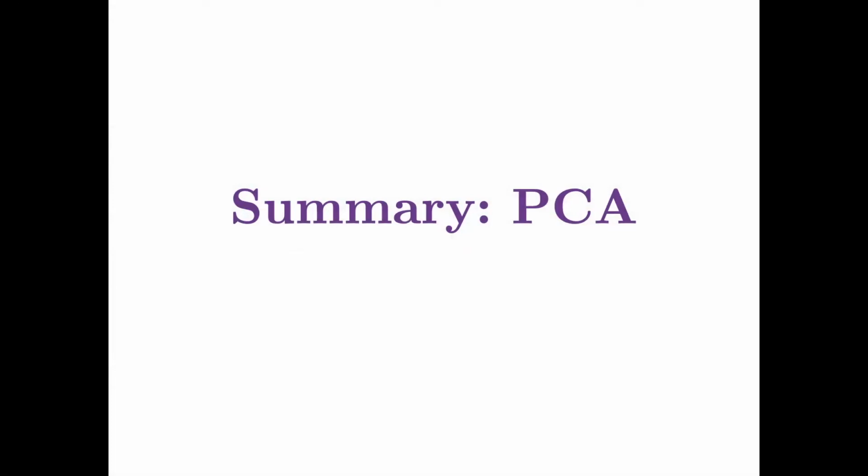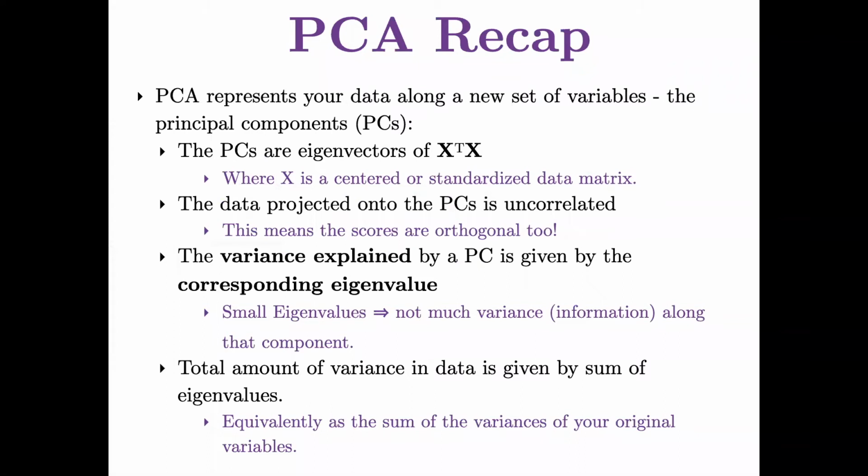Okay, this is just a quick summary of the most important aspects of principal components. PCA represents your data along a new set of variables, principal components. These are eigenvectors of X transpose X, where X is either a centered or standardized data matrix. Remember, to have an eigenvector, a matrix must be square.